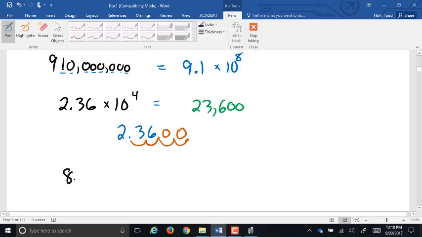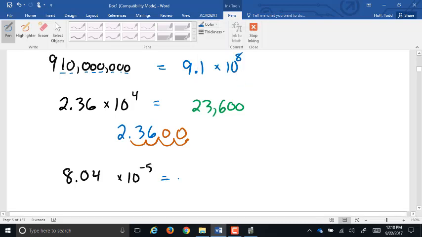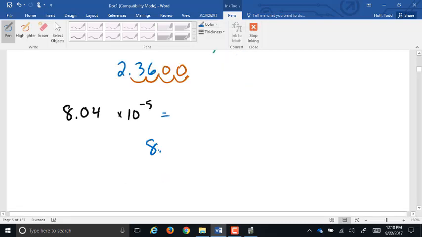Or I might have 8.04 times 10 to the negative 5. Same thing. I'm going to start with my 8.04. Does this number have to get smaller or larger? Yeah, it's a negative power, so this is going to have to turn into a small number. So we got to move the decimal point 5 spots. So it's right here. We're going to go 1, and then you're right, we have to add zeros. 2, 3, 4, 5. There's my decimal point. So 0.0000804.